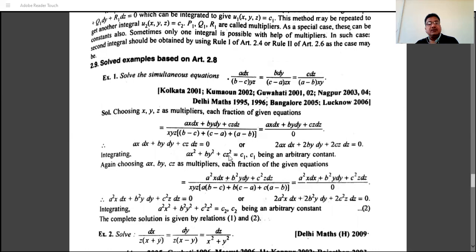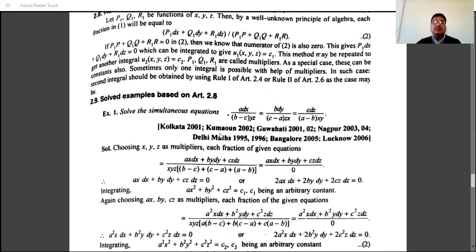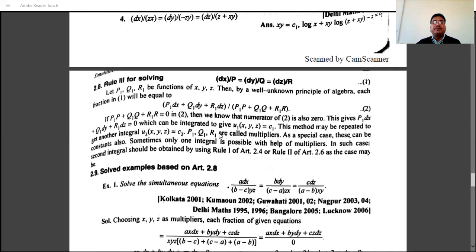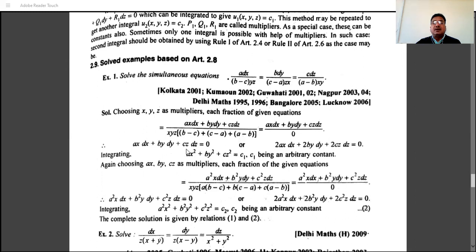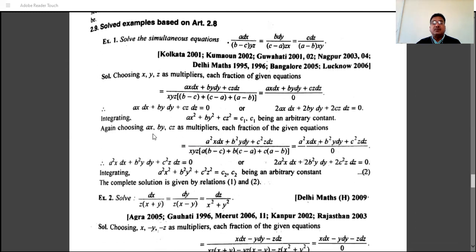Okay, so these are the problems on method number 2. Okay, and then to obtain another solution, choose the multipliers a x, b y, and c z.